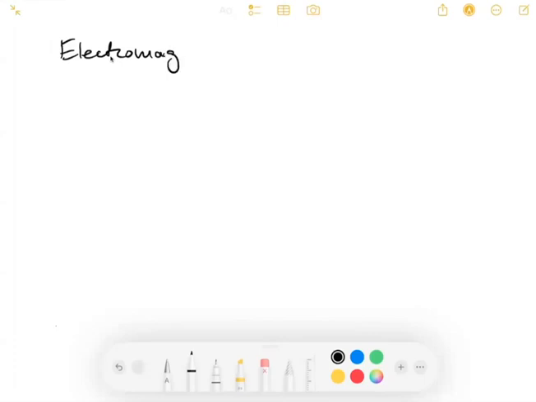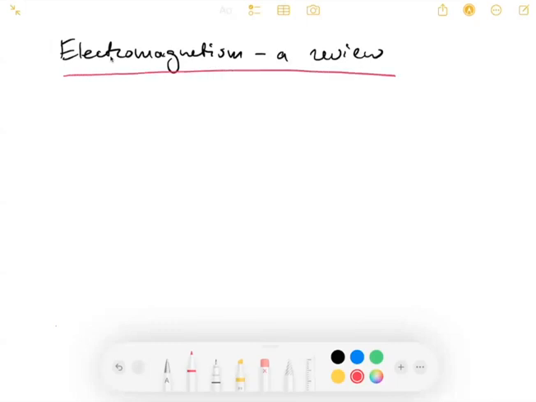Electromagnetism: a review. The easiest way to get started with electromagnetism is traditionally with electrostatics, right? So in electrostatics, you have this situation oftentimes where you have some kind of a charge, some kind of a Q1, and you have some other kind of a charged object, some Q2.